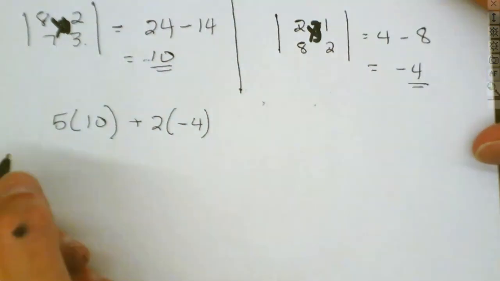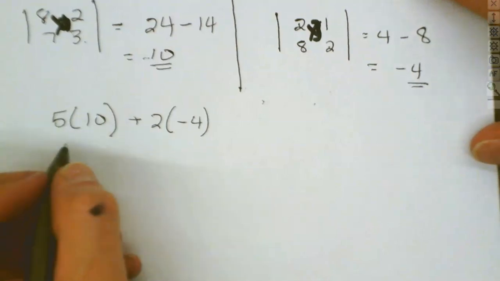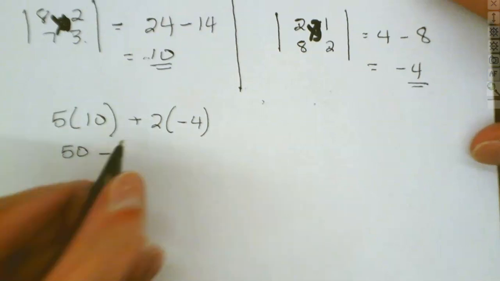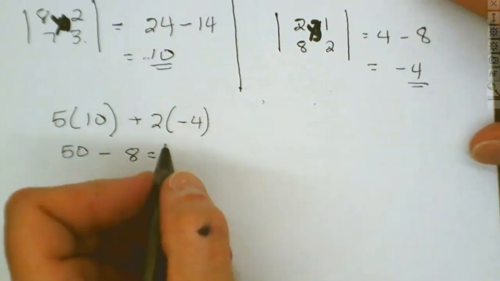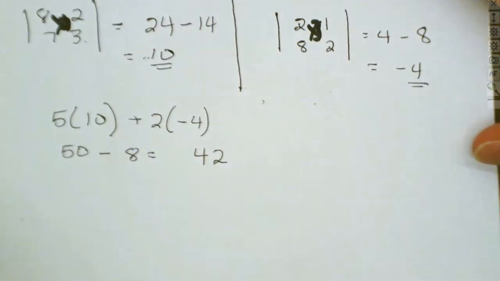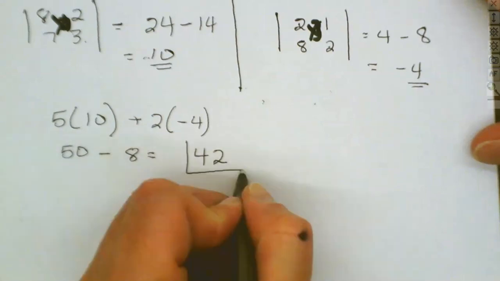What does that give you for your answer? Well, 5 times 10, that's 50. 2 times a negative 4 makes it a negative 8. Putting those together, we are left then with a positive what? 42. That's it. And that's your final finished answer.